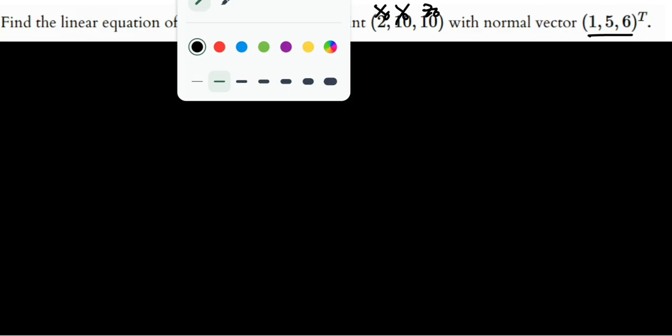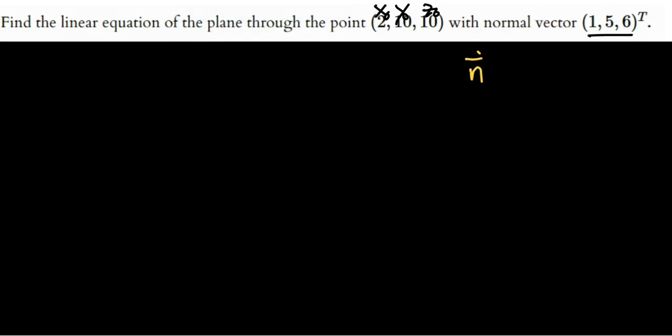a point on the plane. So let's say this is x sub 0, y sub 0, z sub 0. And the normal vector, this one, normal vector. So let's just denote that as normal vector A, B, C. This is 1, 5, 6. So we can use point normal form of the plane equation and convert this to linear equation form.